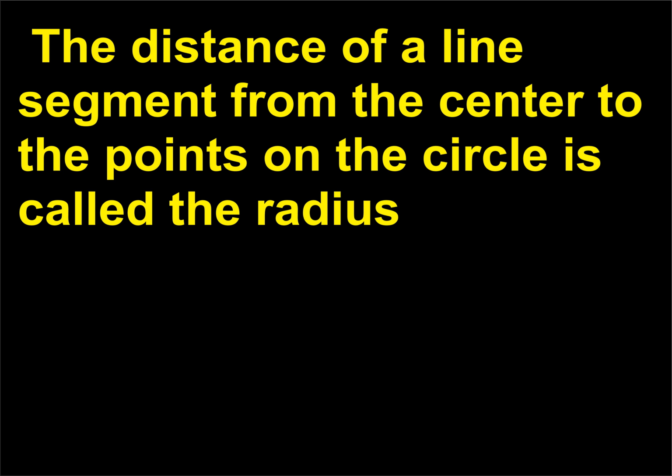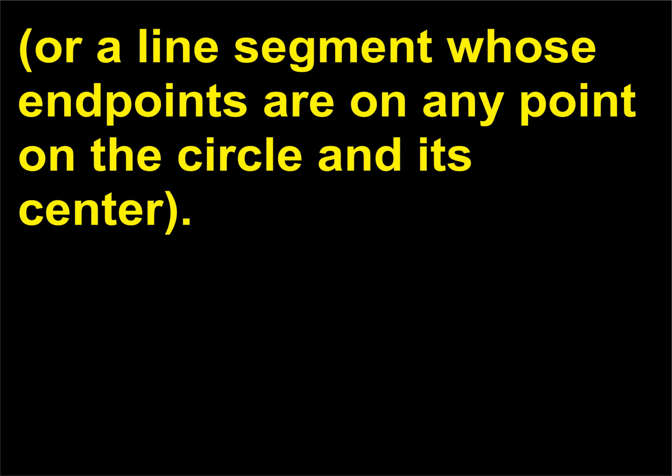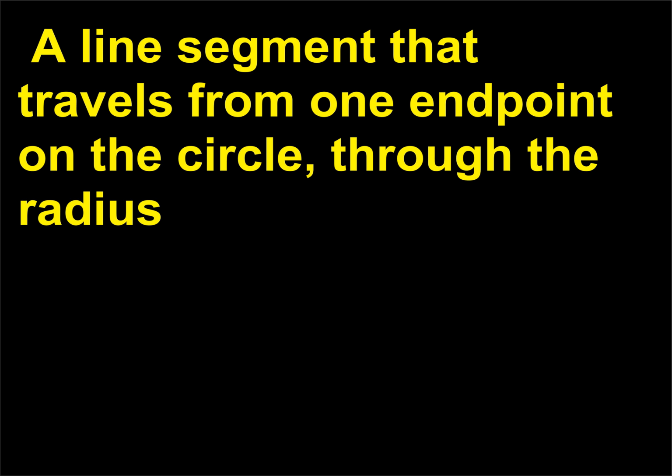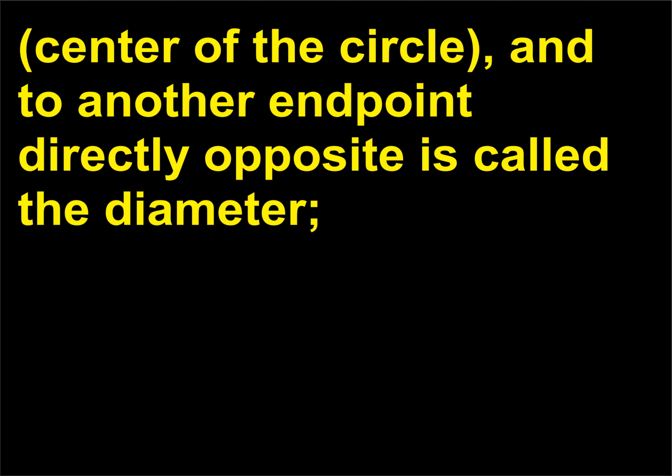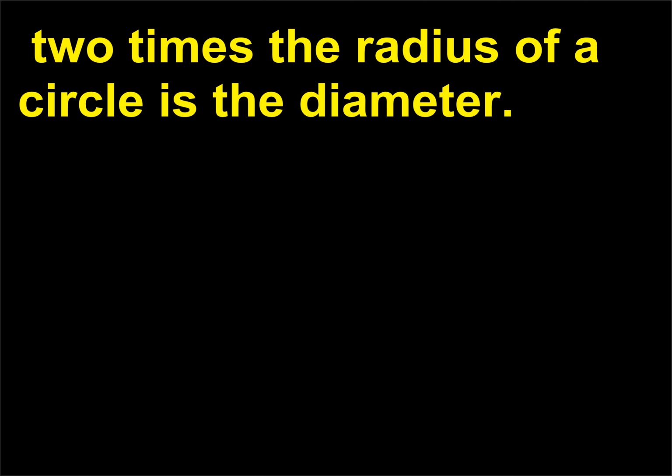The distance of a line segment from the center to the points on the circle is called the radius, or a line segment whose endpoints are on any point on the circle and its center. A line segment that travels from one endpoint on the circle, through the center of the circle, and to another endpoint directly opposite is called the diameter. 2 times the radius of a circle is the diameter.